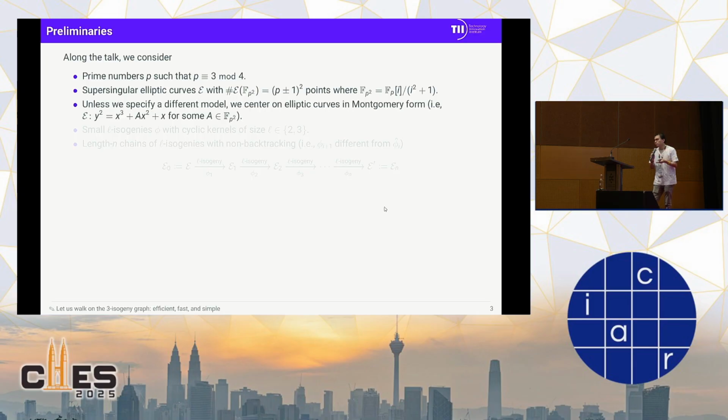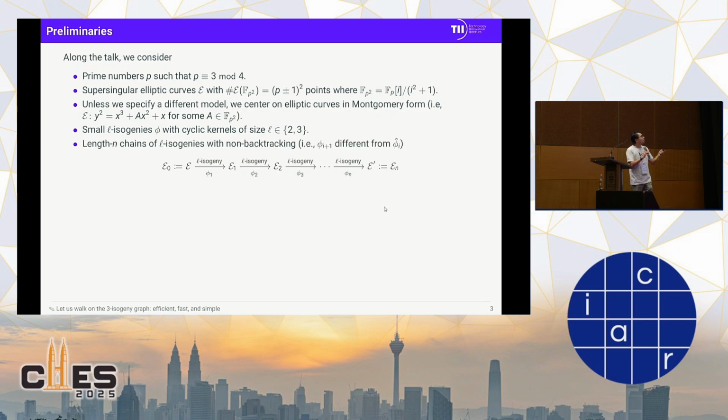Unless we specify a different model, we are going to assume that it is a Montgomery curve model. What else? Small isogenies: we are assuming that the L is a small integer, in particular 3. We focus on 3, but we compare with 2, which is the state of the art. It's kind of slow. We focus on calculation of composition of small isogenies.